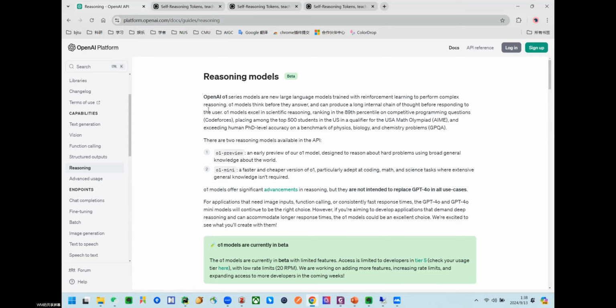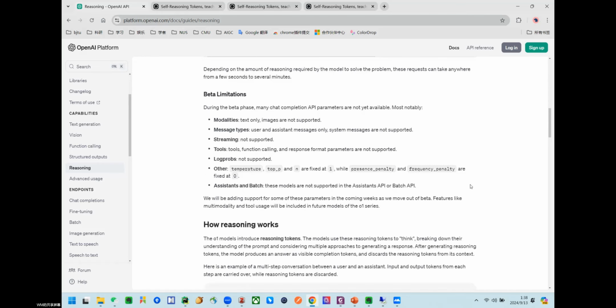Today, OpenAI has released its newest large language model named O1. It is said to have very powerful reasoning capability, and it can even outperform PhD level on some areas such as physics, biology, and chemistry.